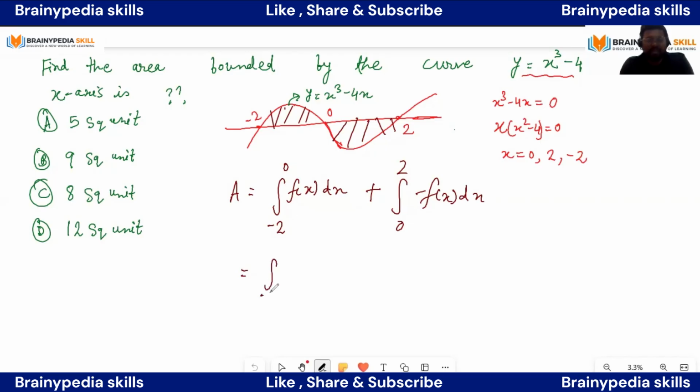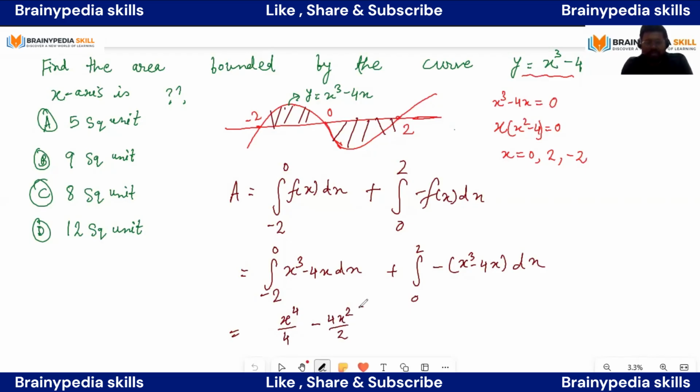So minus 2 to 0, the upper curve would be like that only, x cube minus 4x dx, plus from 0 to 2, minus of x cube minus 4x dx. And that's it, find out the area. So how much are we getting? x to the power 4 by 4 minus 4x square by 2 from minus 2 to 0.